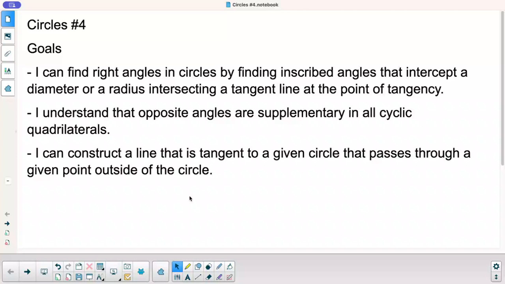Circles number 4. Our goals today are: I can find right angles in circles by finding inscribed angles that intercept a diameter, or a radius that intersects a tangent line at the point of tangency. Our second goal is I understand that opposite angles are supplementary in all cyclic quadrilaterals. And our last goal is I can construct a line that is tangent to a given circle that passes through a given point outside of the circle.